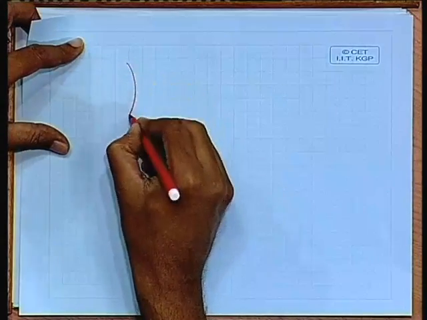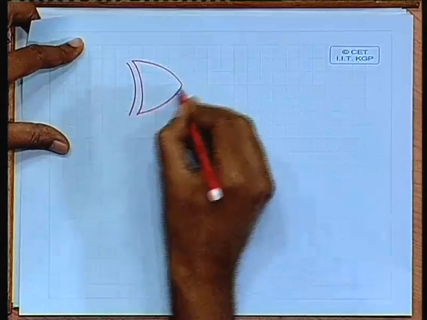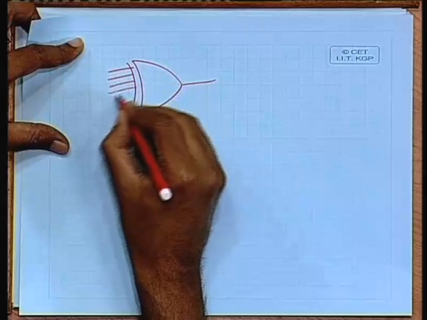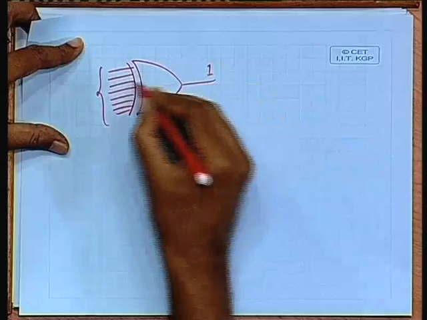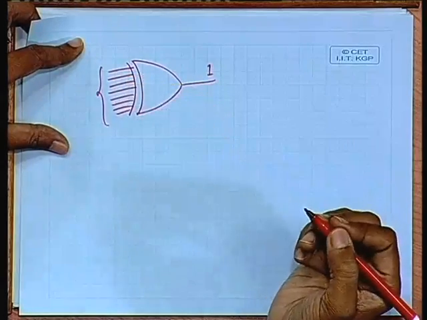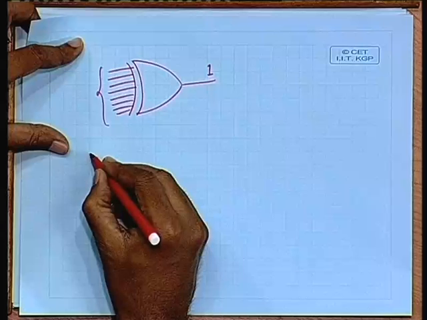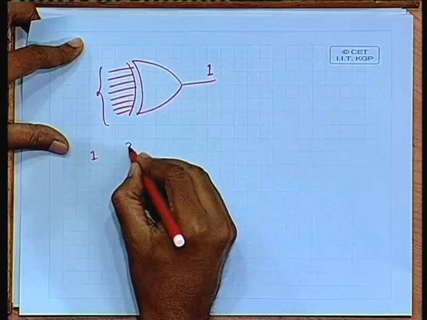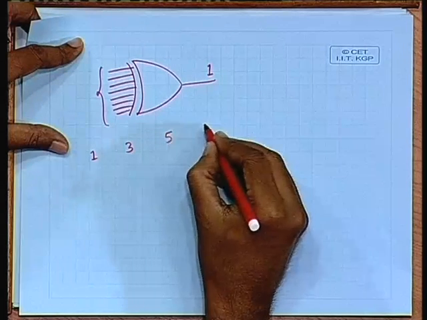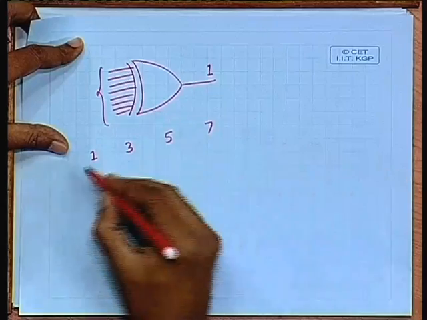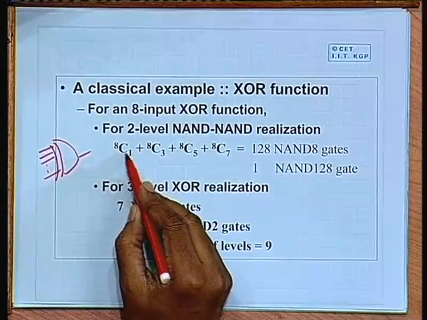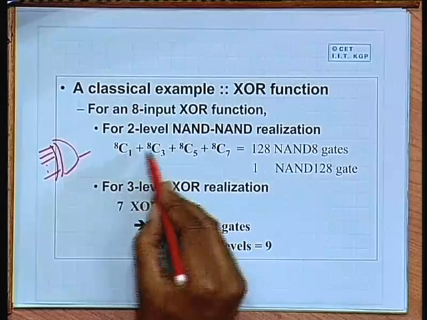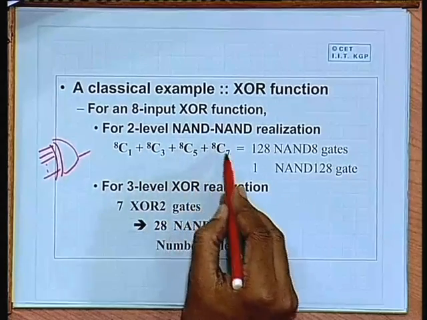Just let me tell you, I am drawing this big XOR gate. If there are 8 inputs, the output will be 1 if an odd number of inputs are 1. Odd number of inputs means 1 of the inputs is 1, 3 of the inputs are 1, 5 of the inputs are 1, 7 of the inputs are 1. Now actually how many such combinations are there? The number of combinations will be this, out of 8. So how many ways can I have one input made 1, 3 inputs, 5 and 7.